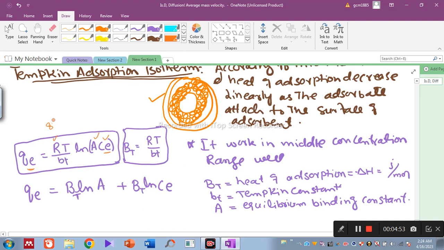Its value is 8.314 joule per mole Kelvin. The T is the absolute temperature, or temperature in Kelvin. So if the isothermal study is at room temperature, or 25 degrees, it will be 298 Kelvin, or some other temperature. So this is the temperature of the experiment. The B is the Temkin constant, and it shows the relationship of how strong a bond is formed between the adsorbate and adsorbent.